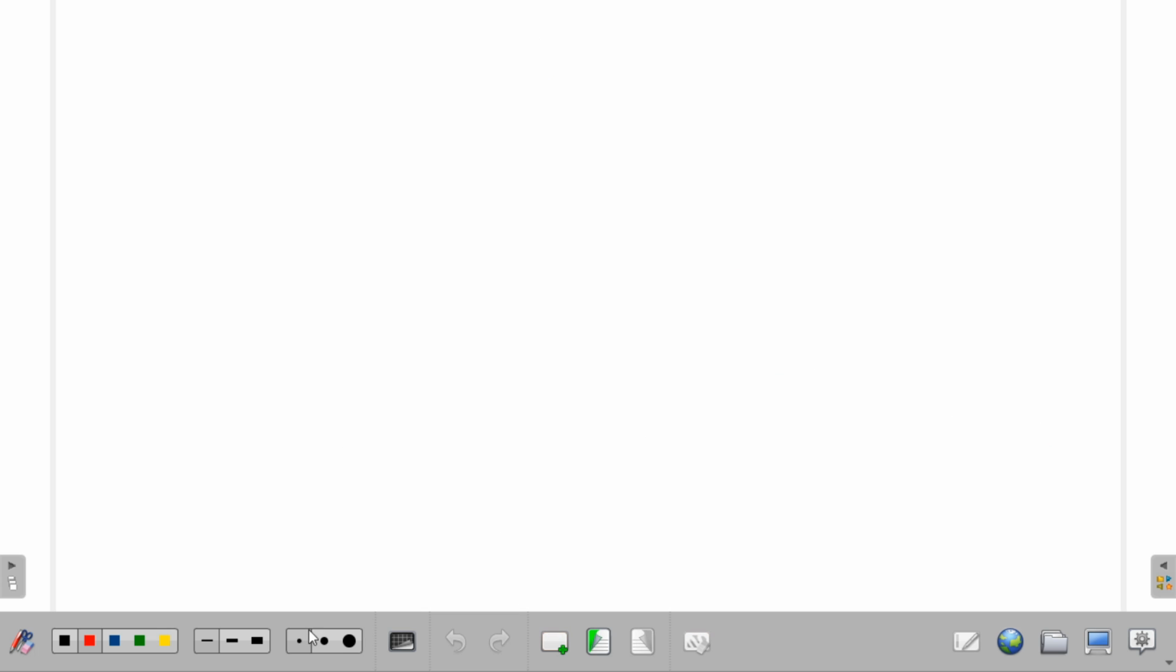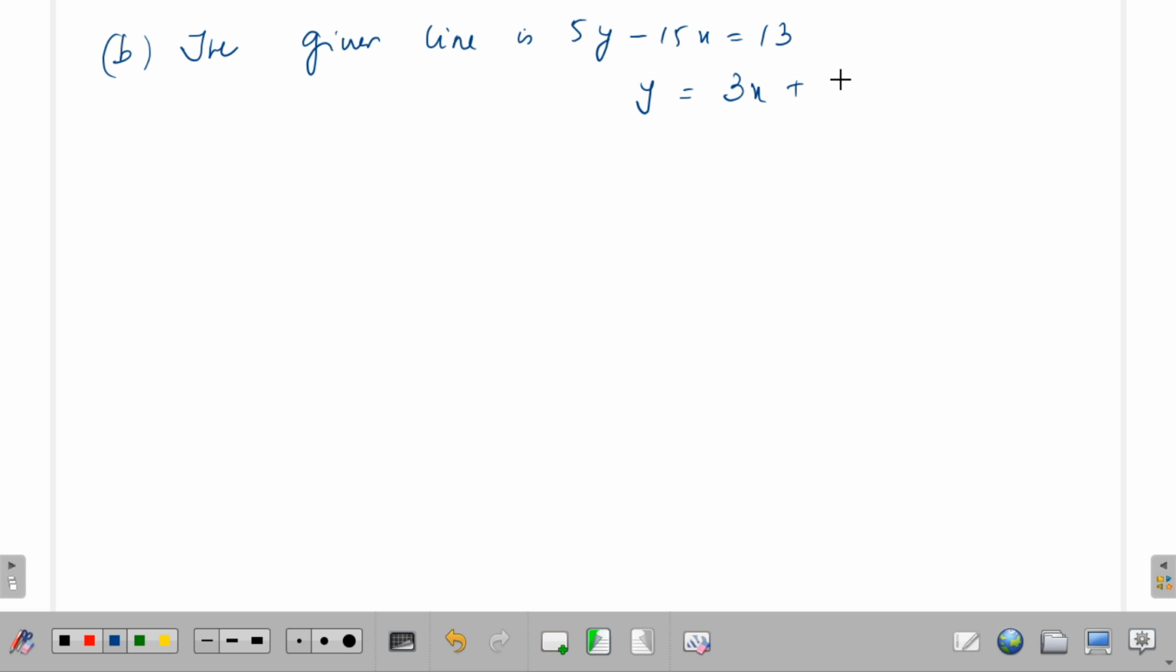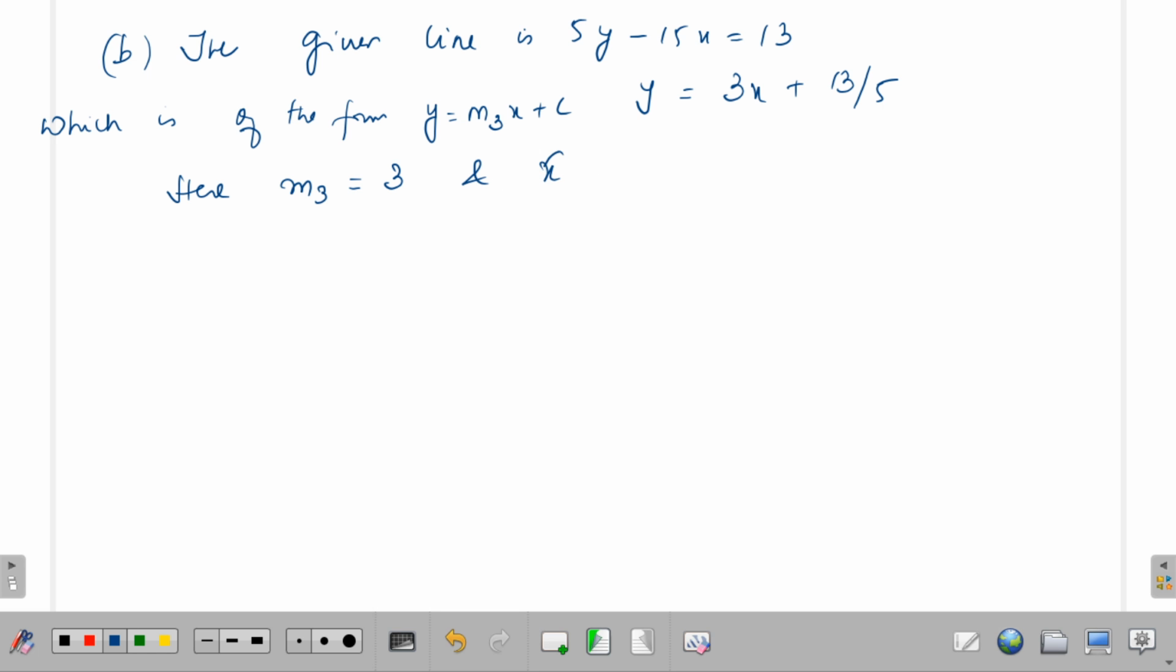Let me try to do part B again. Part B, the given line, I got to be 5y minus 15x is equal to 13. So y is equal to 3x plus 13 by 5, which is of the form y is equal to, I'll make this one m3 x plus c. So here m3 I got to be 3, and c I got to be 13 by 5.